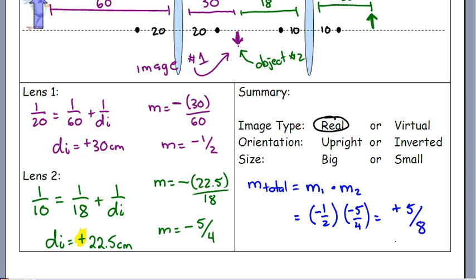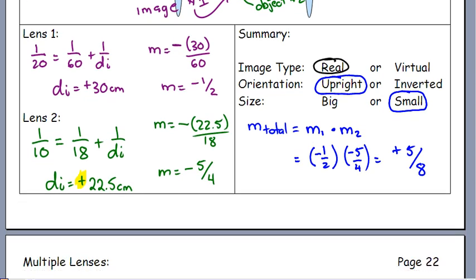Well, overall, the total magnification came out positive, so when it's finished, the picture should have been upright, and it is. Like, look at that last arrow. It's upright, just like the Roadrunner was at the beginning. And 5/8 is less than 1, so overall, it's a little bit small. And so that's the plan. It's literally just links in a chain. You just go from one lens, creates an image, and then you pick up from there. That'll be the object for the next one.